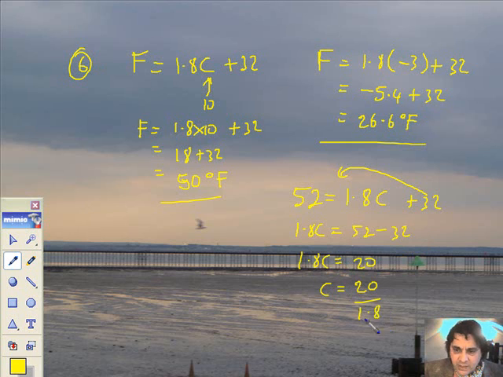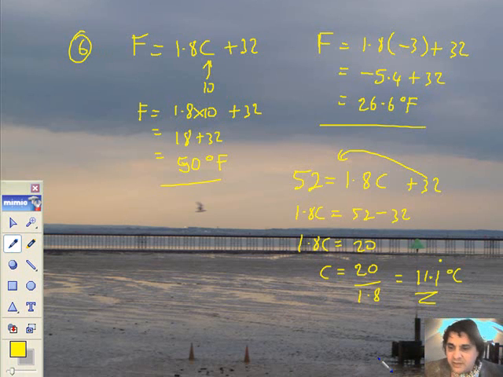So degrees C is going to be 20. Take it over and divide. Perform the inverse operation and do it. So 20 divided by 1.8, that comes to 11.1 degrees C, and of course it's recurring, so let's put it in there. So 11.1 recurring degrees C. So 52 degrees F is about 11.1 degrees C. Okay, that's that done. I think I'll do one more of those.